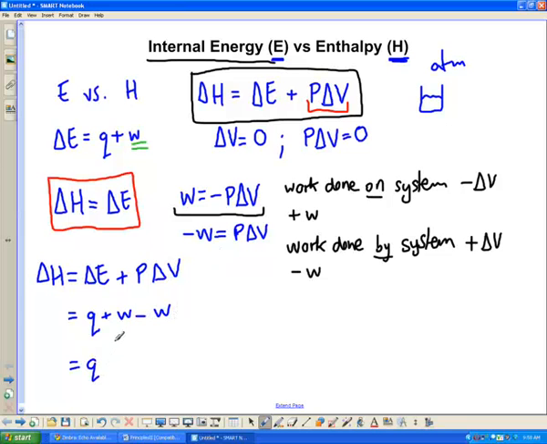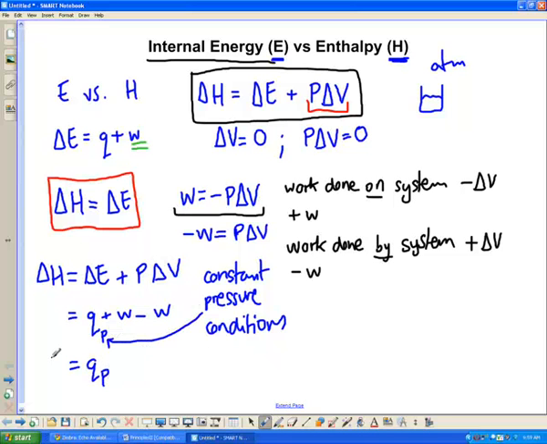Now I should make a little bit of an extra addition here. I'm going to say Q sub P. If you have no volume change, you have a constant pressure. Constant pressure conditions is what the P stands for. So, energy change due to temperature change at constant pressure. That's what that P means. Of course the W's cancel out here.